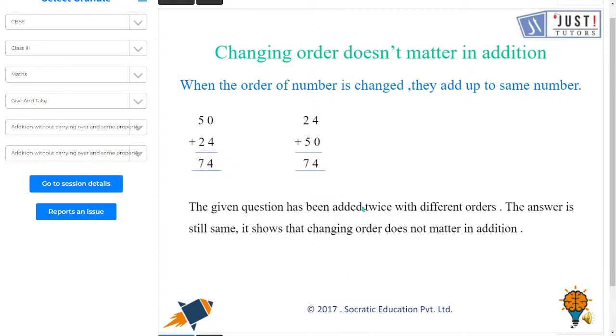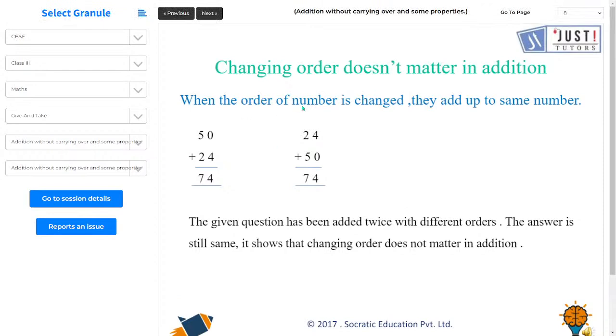Okay, so let's begin. So changing order doesn't matter in addition. What does that mean? When the order of the numbers is changed, they add up to the same number. Let's say if you write 2 plus 3, it gives you 5, right? So what if you write 3 plus 2? Would that also give you 5? Yes, it would. So basically we can say that whether we change the order in addition or not, the answer remains the same.